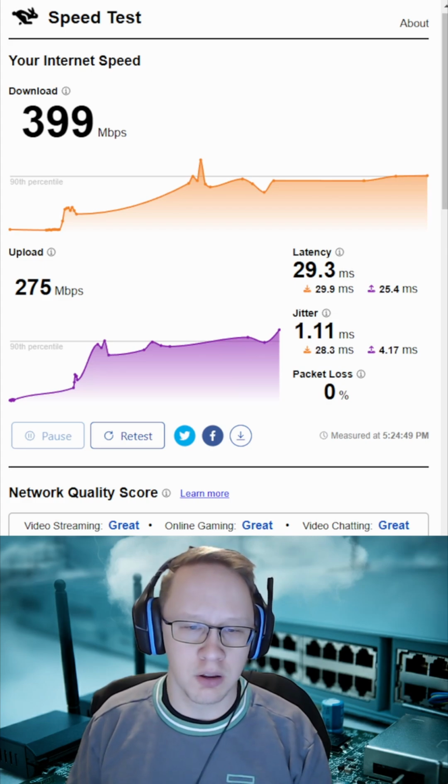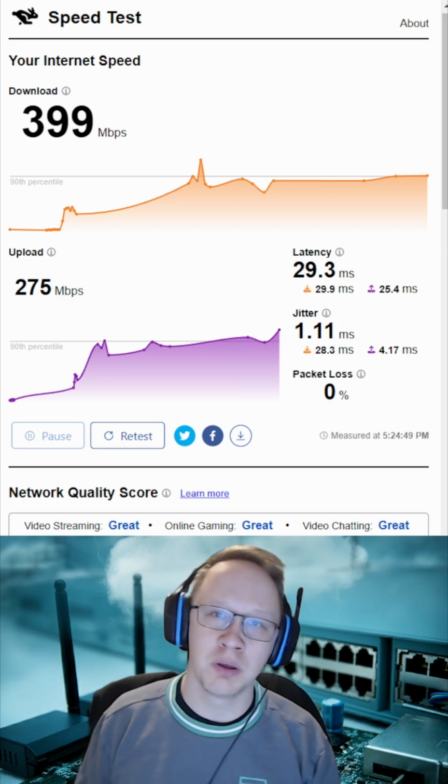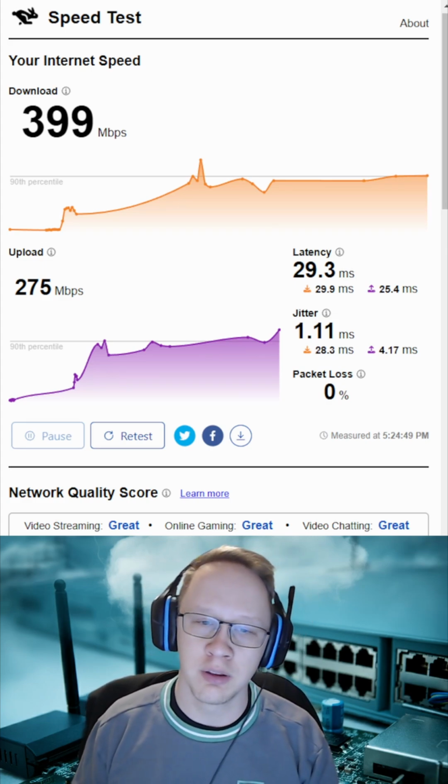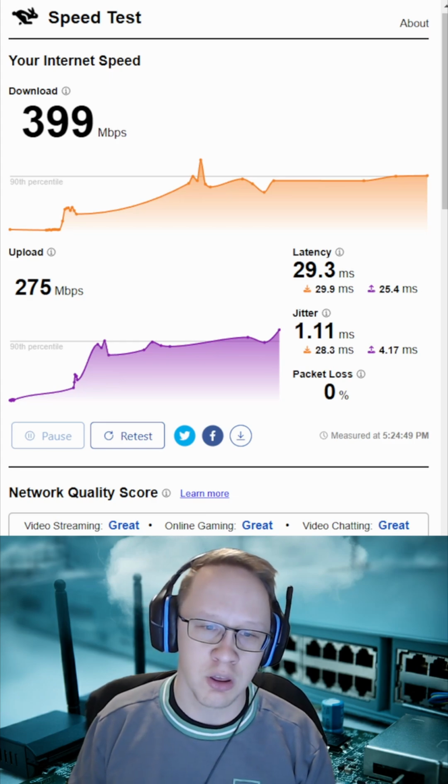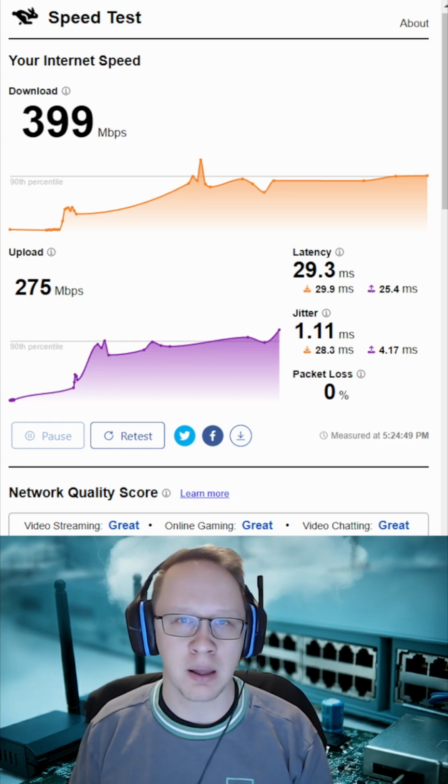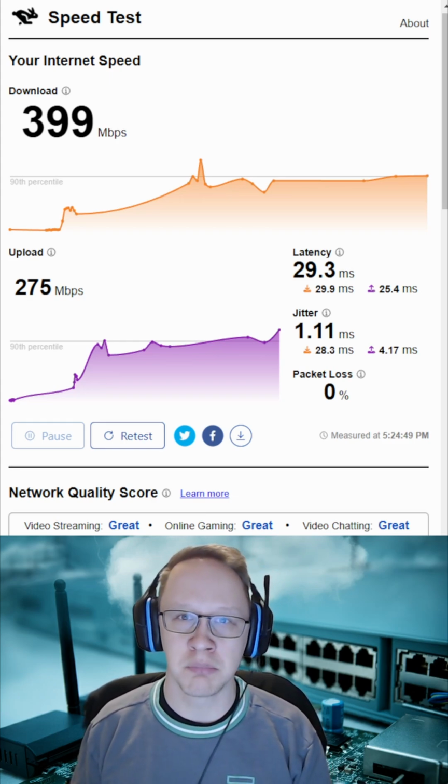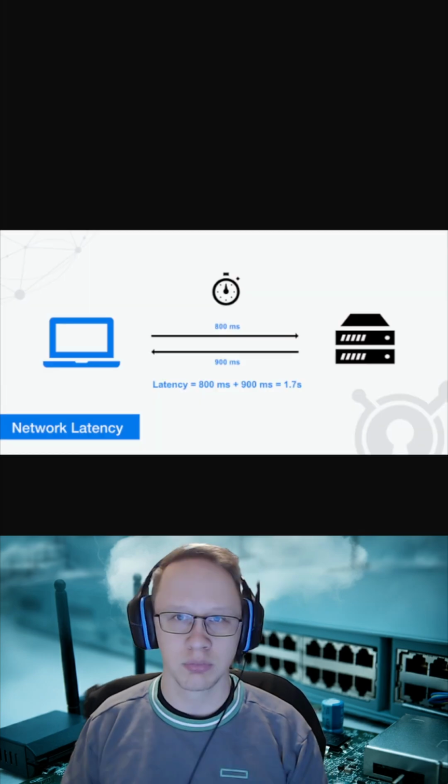Have you ever done a speed test like this and you see great speeds both upload and download, and then you see these numbers here on the side such as latency, jitter, and packet loss, and you ask yourself, what does that mean? Well, let's go over it.